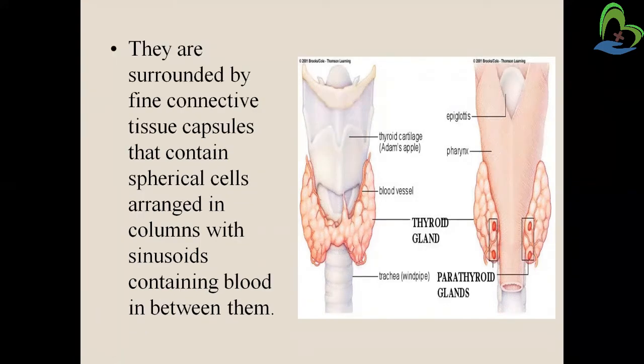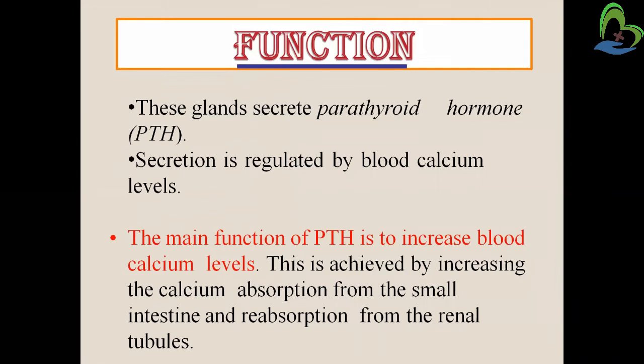They are surrounded by fine connective tissue capsules that contain spherical cells arranged in columns, with sinusoids containing blood in between them. Now the function of the parathyroid gland. The gland secretes the parathyroid hormone.